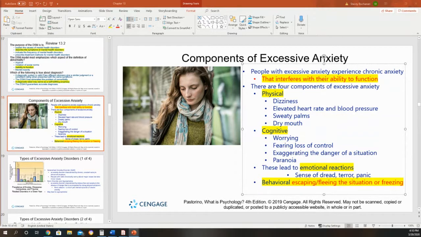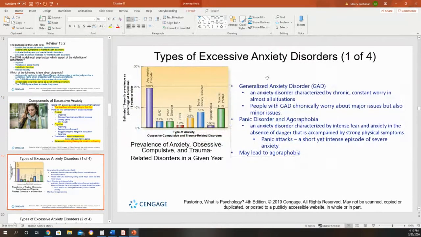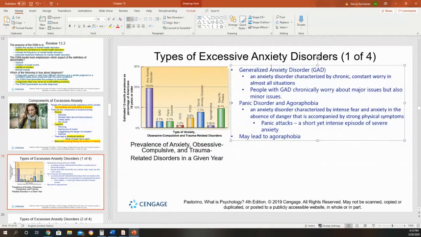So let's look at a couple of these disorders. So the anxiety disorders, as classified by our good old DSM, are generalized anxiety disorder, or GAD, phobias, and panic disorders. So generalized anxiety disorder is kind of a catch-all. So it's free-floating anxiety, meaning it's anxiety that's not really tied to a specific trigger or thing.